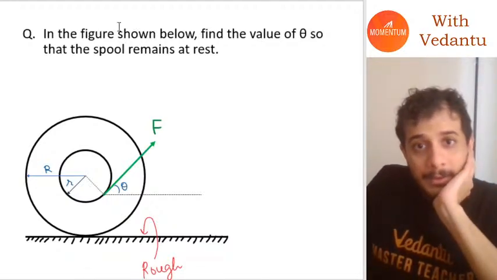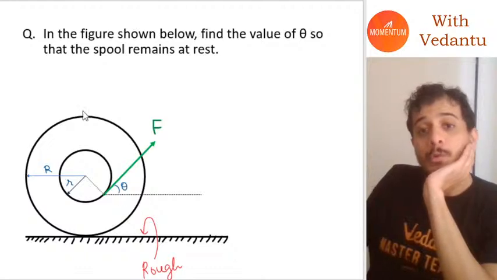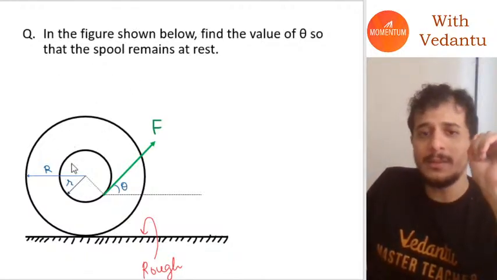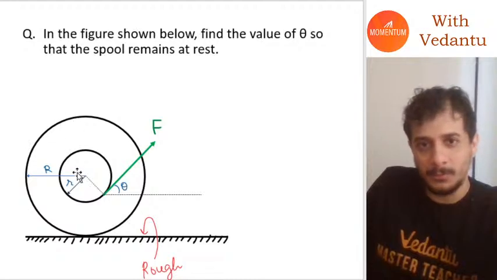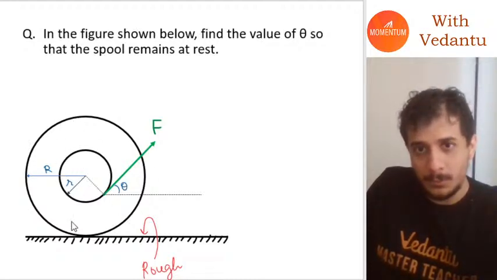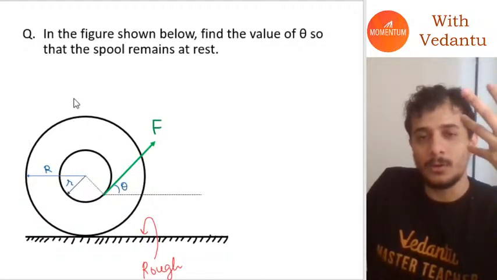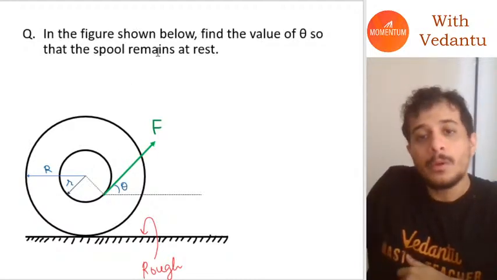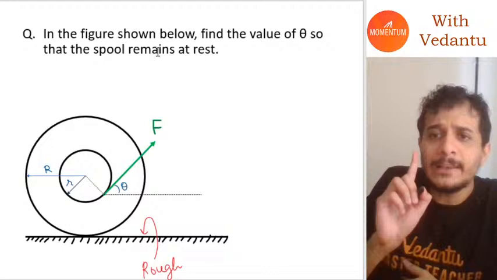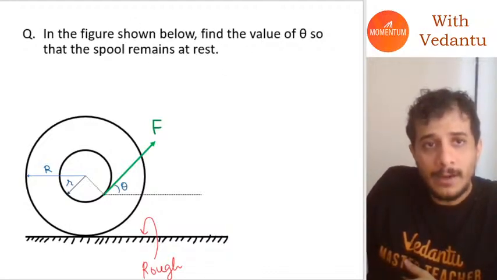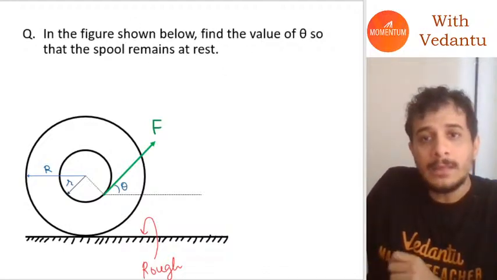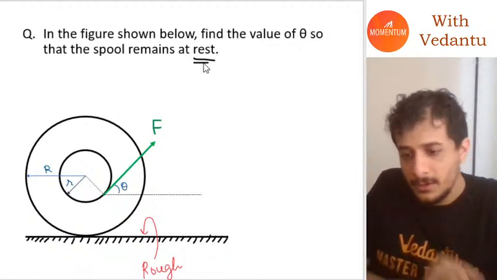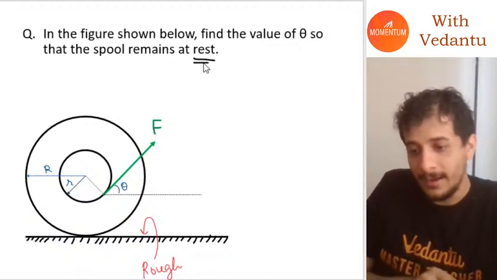In the figure shown below, we are given a spool. I hope everybody knows what a spool is. It's basically a small cardboard on which we have wound a coil or something. We are applying force on the spool like this. You have to find the value of theta so that the spool remains at rest.